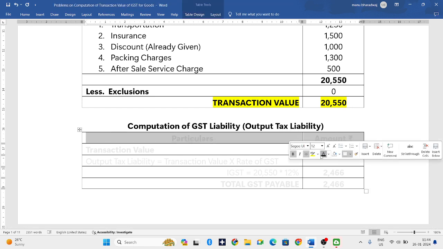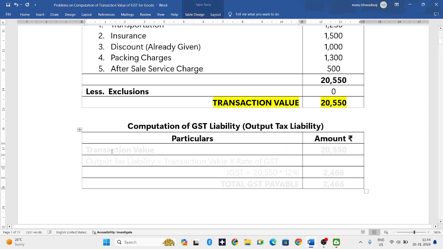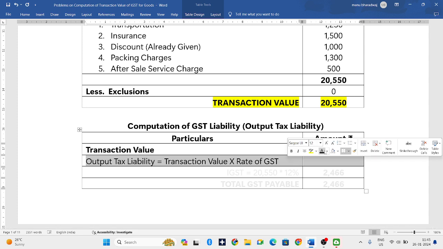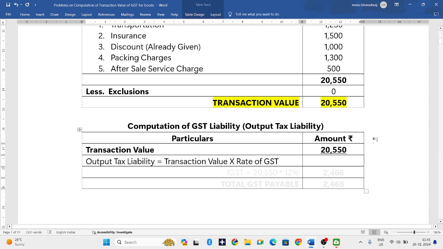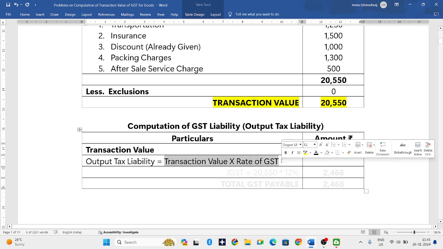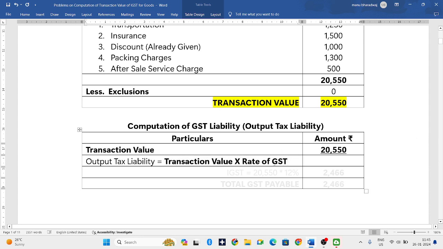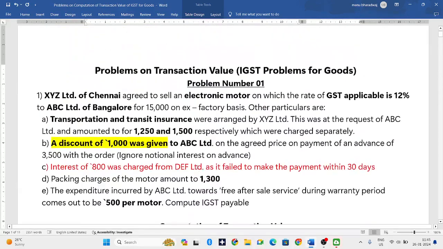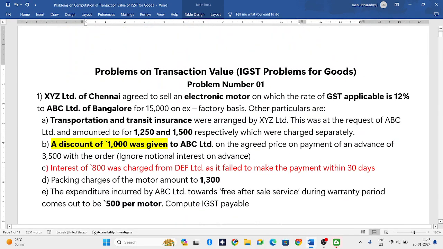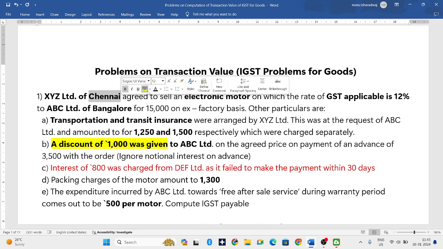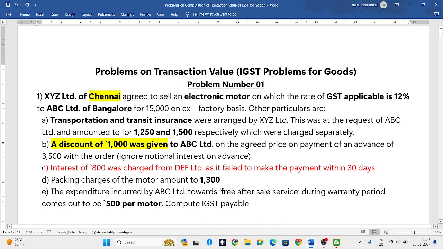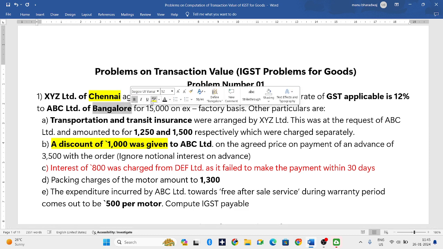Same two column we have to take, particulars and amount. First you have to take transaction value. The formula to find out the output tax liability is transaction value into rate of GST. Whatever the transaction value is there, that has to be multiplied by rate of GST. So this is an IGST problem because it is taking place between Chennai and Bangalore, which are different states. So when it is different state, integrated goods and service tax or IGST will be levied.